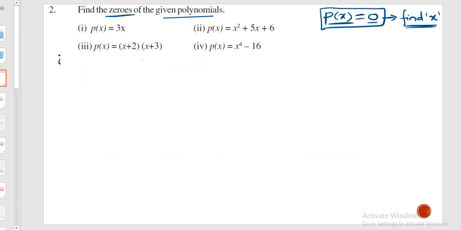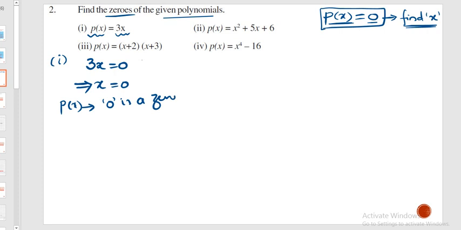Now let us see the first question. Here, what is p of x? P of x is nothing but 3x. So what I am going to do is make p of x equal to 0. That means 3x is equal to 0. So from this, clearly, what is the value of x? x is equal to 0. So for this p of x, 0 is a zero of the polynomial p of x.